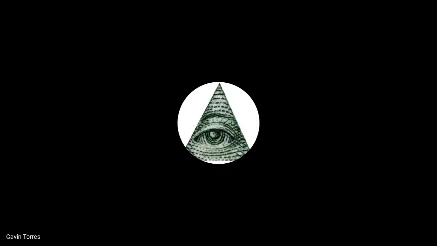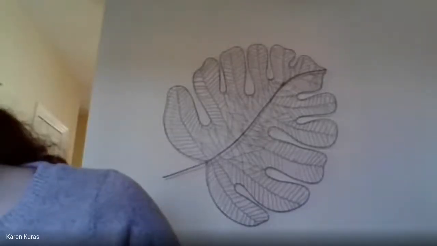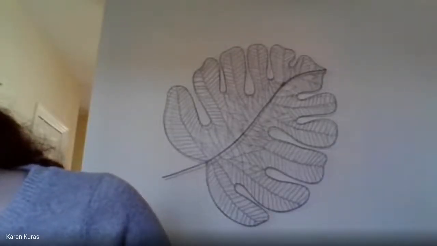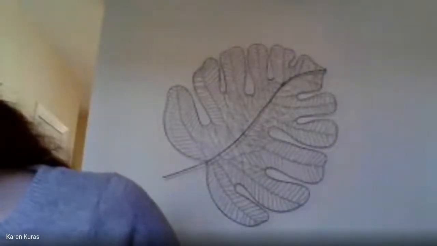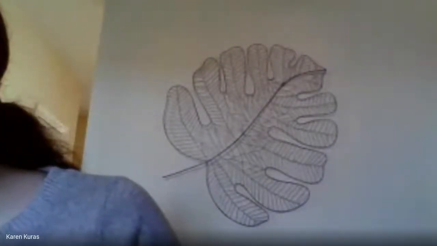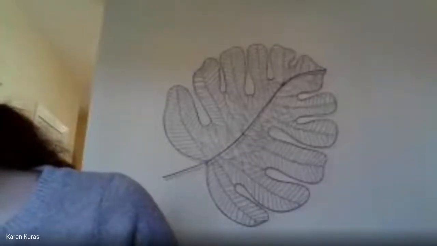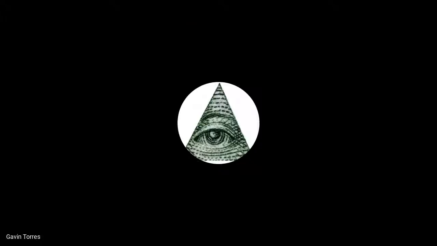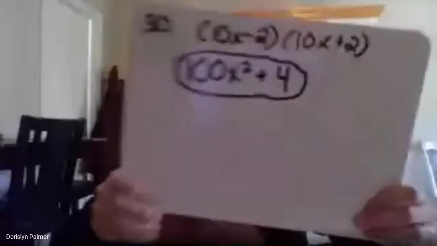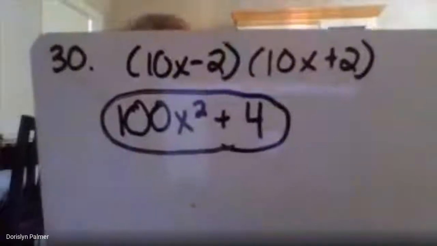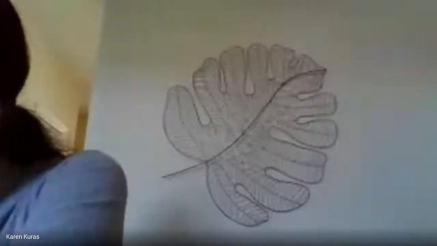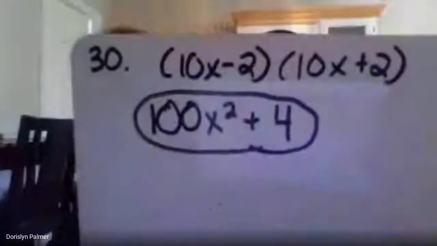Okay. Karen, can you tell us what you got for 30? Okay, so for 30, 10x minus 2 times 10x plus 2 equals 10x, I said, 2 times 2 plus 2 squared equals 100x to the 4th plus 4. Okay, that's all good. It's just the x is only going to be squared because it's x times x. Oh, yeah, sorry. That's okay, good. 100x squared minus 4. Good work.